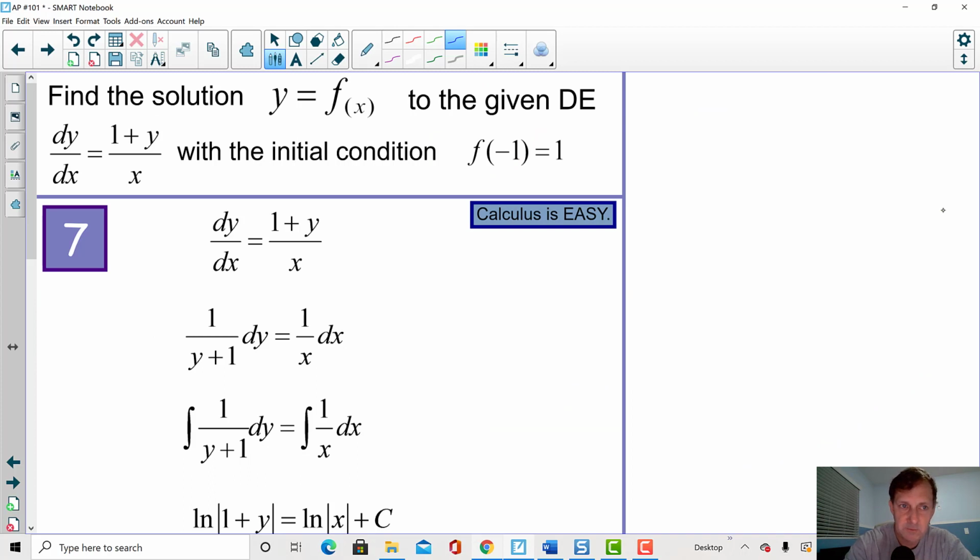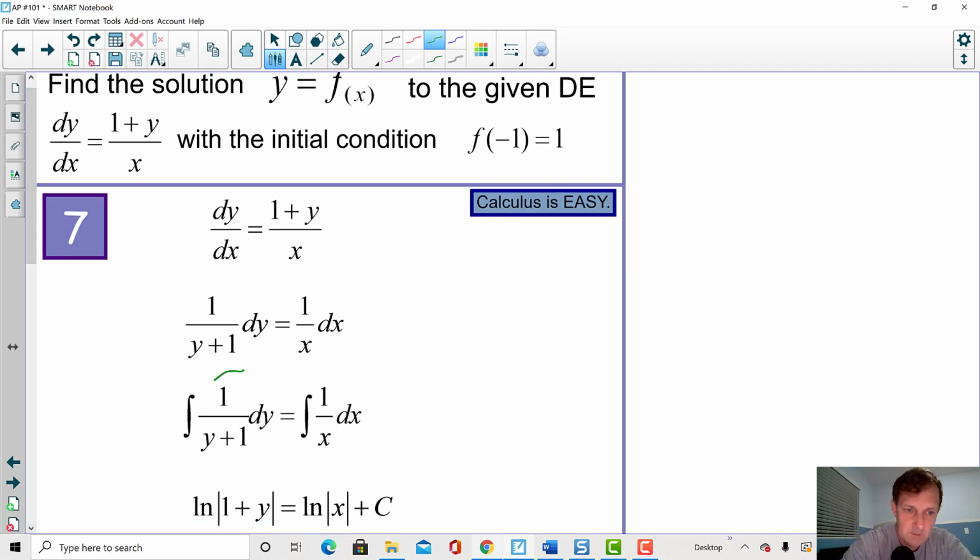Here we go. It says find the solution to the differential equation with the initial condition negative 1, 1. So we're going to start with the differential equation that they give us. We're going to multiply both sides by dx, and we're going to divide both sides by 1 plus y. Then we're going to do the integral on both sides. There you go. You see the integral right there and right there. The integral of 1 over 1 plus y, you might have to do a u substitution, but you would just get ln of absolute value of 1 plus y. And similarly for 1 over x, you won't need a u substitution. That's just going to be ln of absolute value of x.